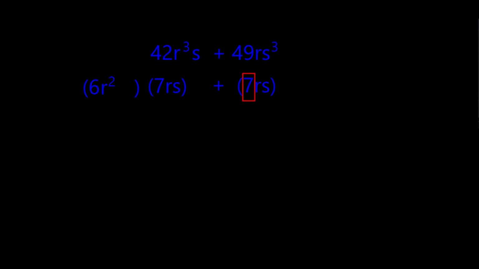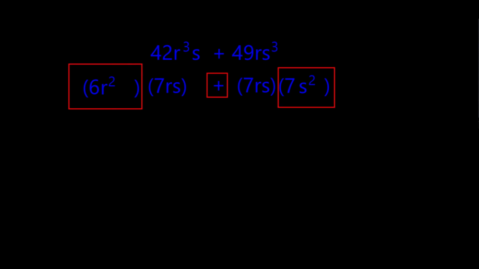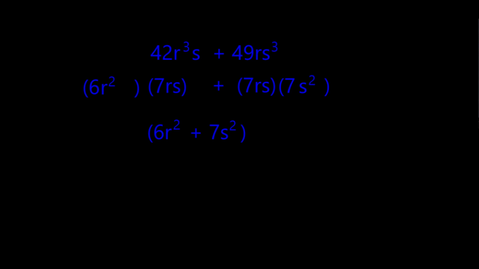Which whole number could we multiply by 7 to get 49? That number would be 7. We write after 7, s raised to the power of 2, so when we multiply we could get s raised to the power of 3. We write the multipliers between brackets with each other. We write the GCF outside the bracket.